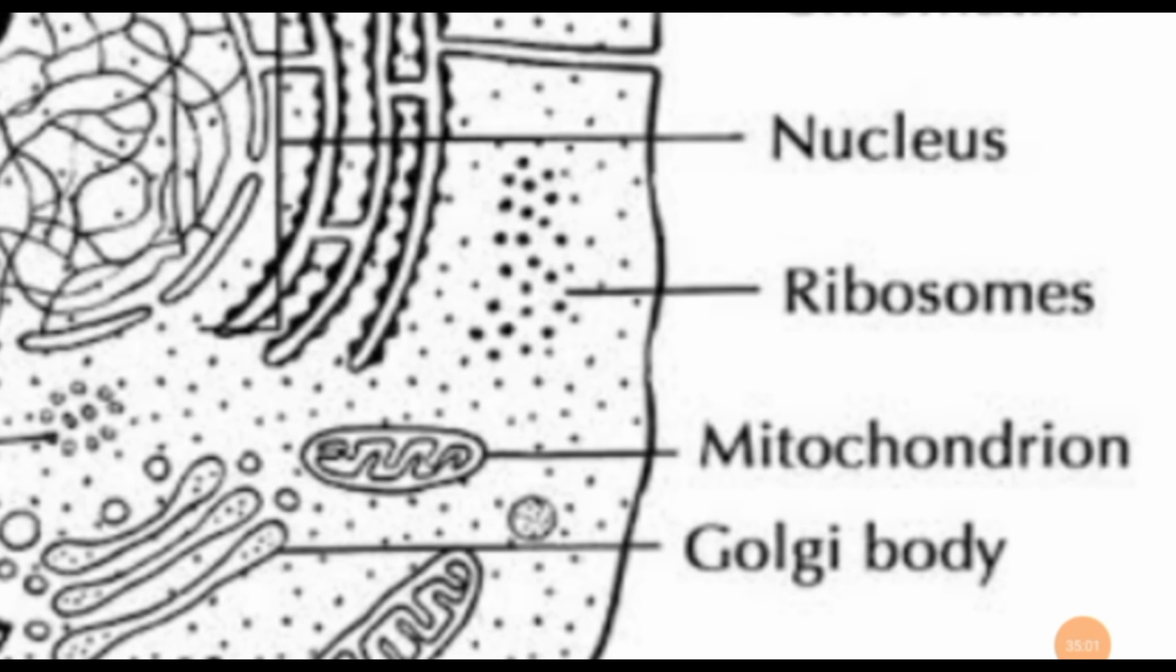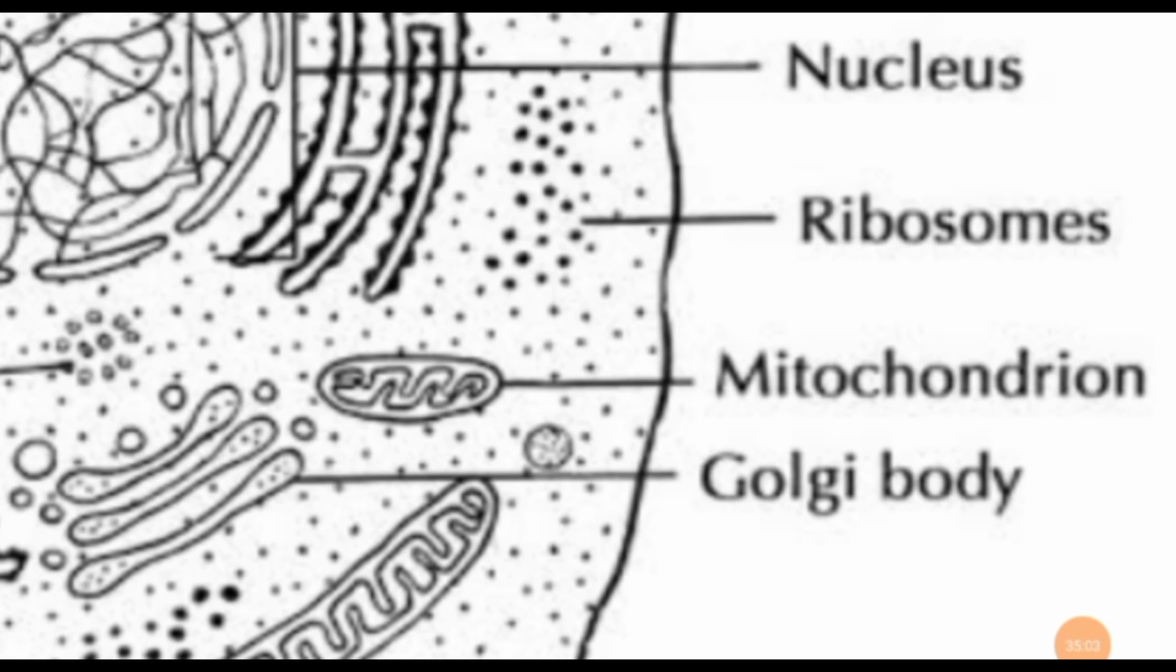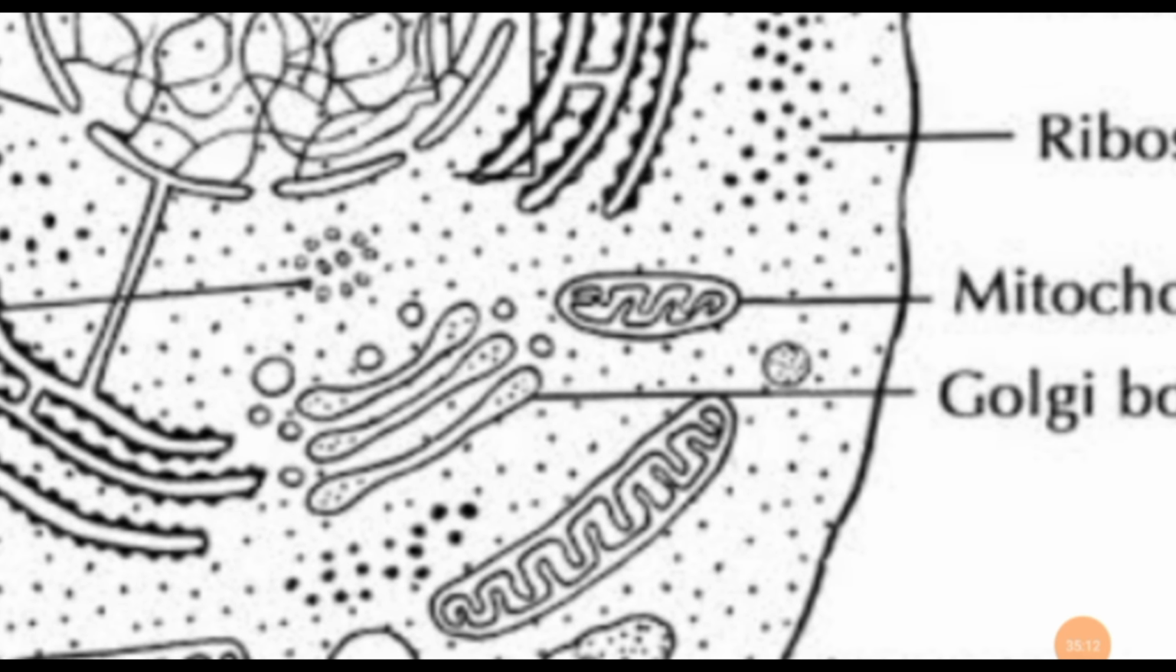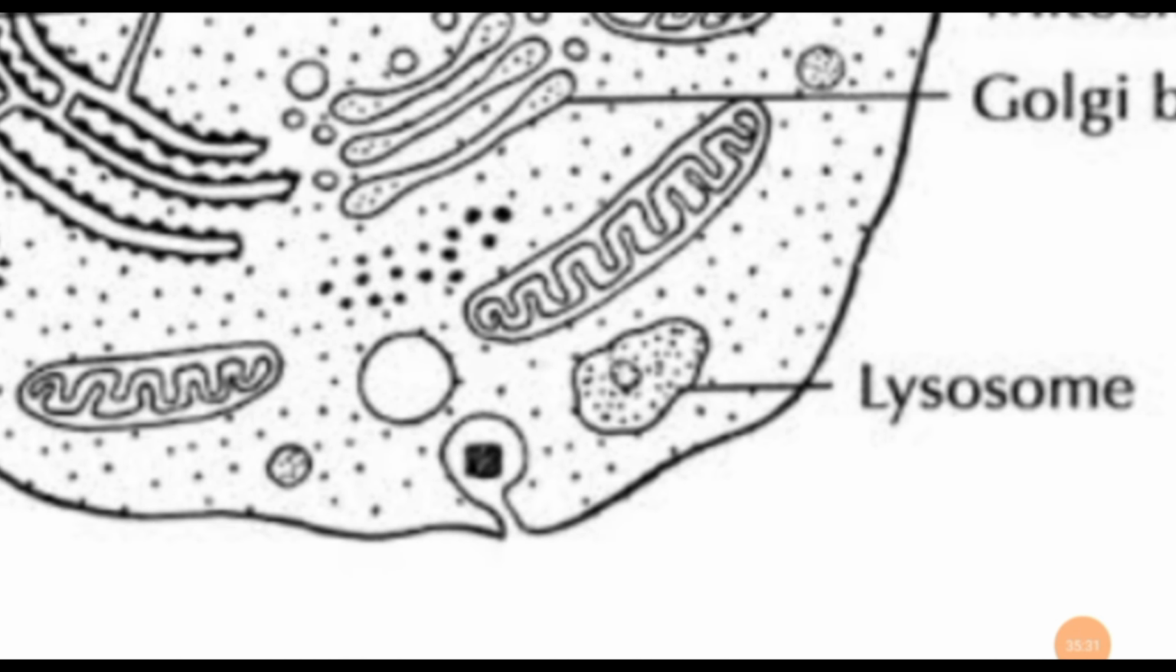These ribosomes over here are responsible for making proteins. The mitochondria is called the powerhouse of the cell because it is here that energy is produced. The Golgi bodies sort out proteins and lipids, especially those that will soon be sent out of the cell. We have the lysosome, which does excretion. It takes out unwanted material from the cell.